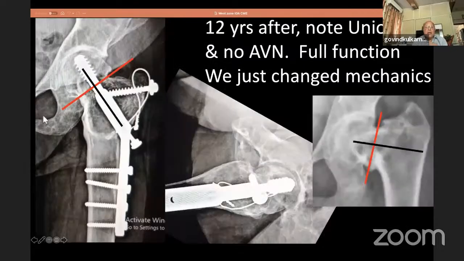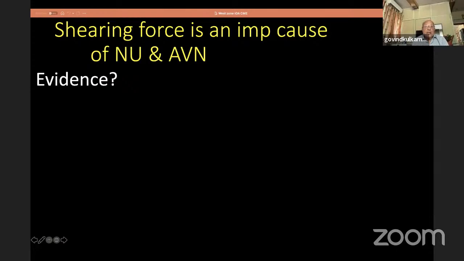She came last month for backache, and we had an opportunity to take X-rays of the hip. Twelve years later, note the union, with full function. In this case, we just changed the biomechanics. We have not done any biological treatment, that is bone grafting or any substitutes or vascular changes to increase the vascularity. Shearing force is an important cause of non-union of the neck of femur.